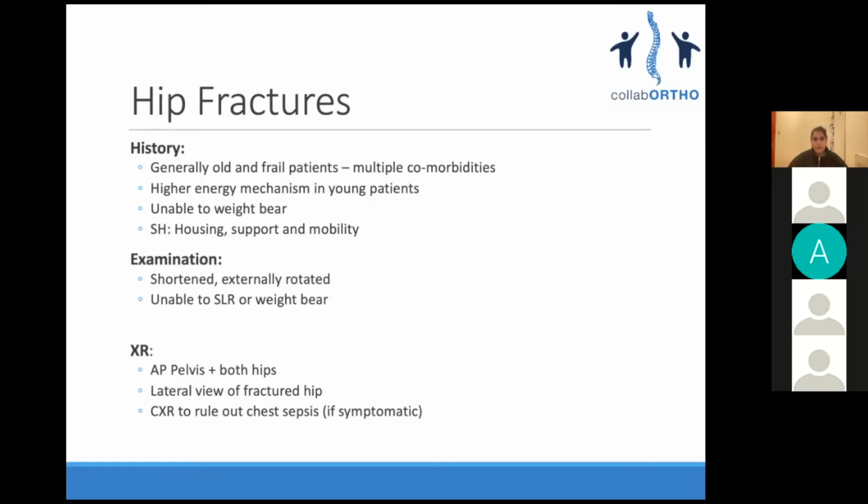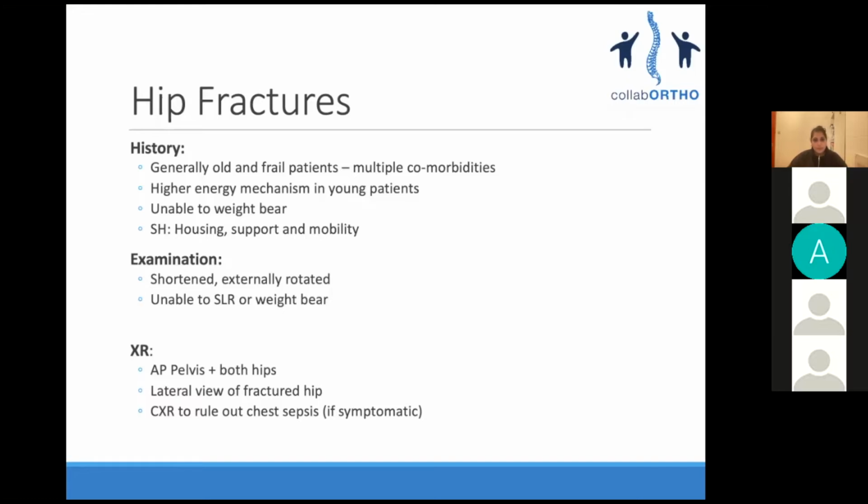Okay. On examination for hip fractures, typically you see the affected leg is shortened and externally rotated, and they just cannot move that leg. It is just too painful. They cannot straight leg raise. They cannot put any weight through it. When you put axial loading through that leg, it's very, very painful.